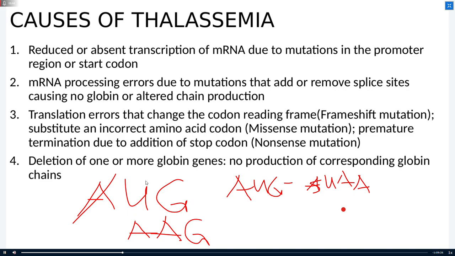So ito yung sinasabi ko kanina, class, ng mga mutations. Yung mga mutations na kinakita ko kanina, yung mga silent thalassemia, absence of beta globin, and so on. So kindly copy.